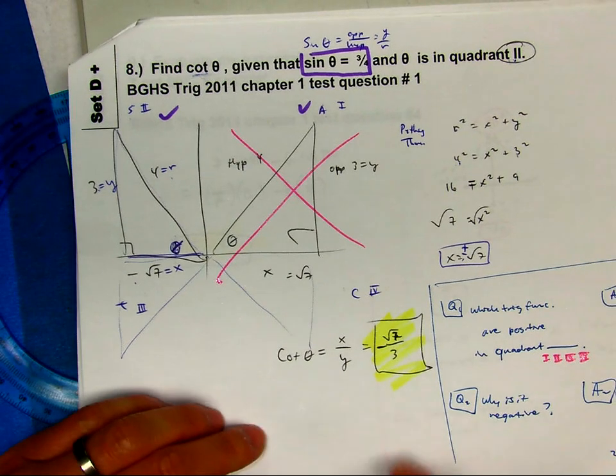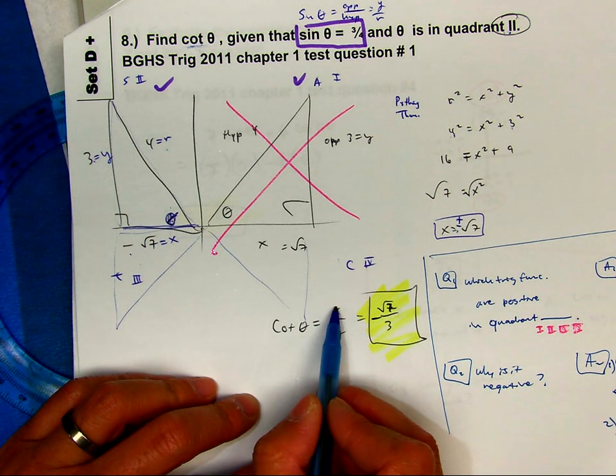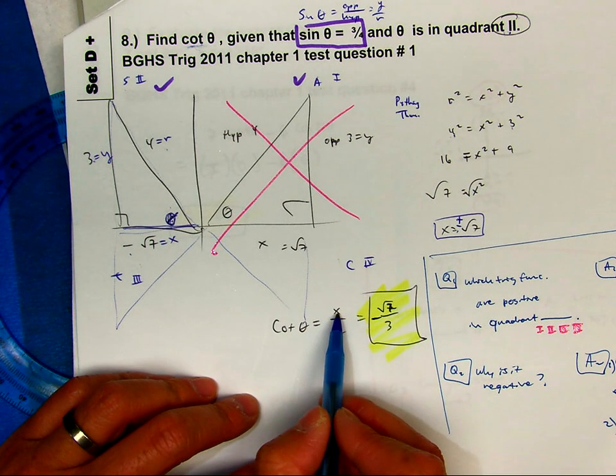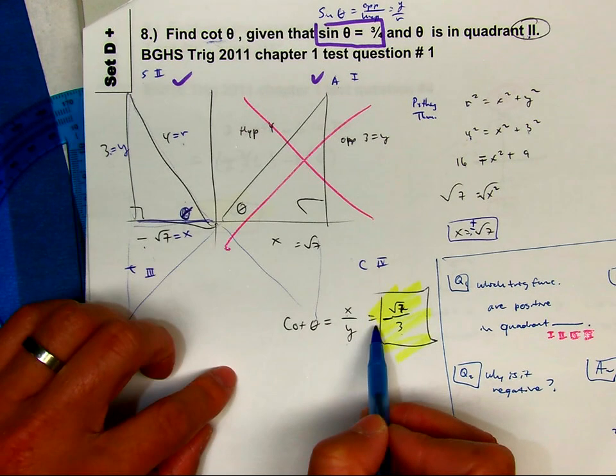Well, cotangent is x over y, so cotangent of theta equals x over y. So my x value is negative radical 7, and my y value is 3, so my answer is negative radical 7 over 3.